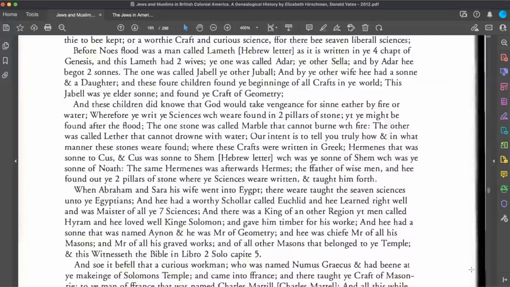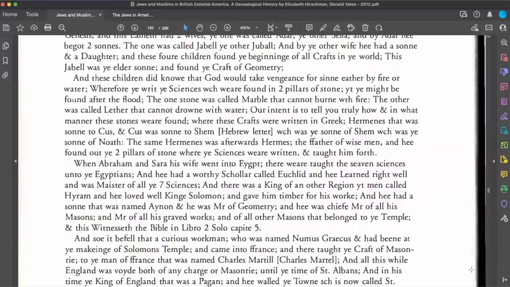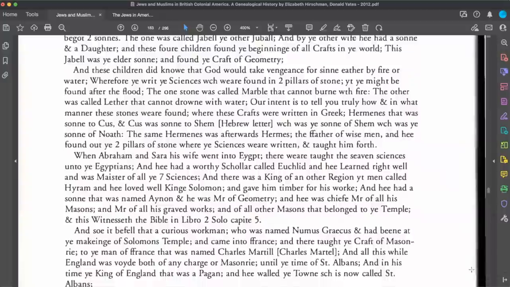And there was a king of another region, whom men called Hiram, and he loved King Solomon well and gave him timber for his work. And he had a son that was named Ainon, and he was master of geometry, and he was chief master of all his masons, master of all his graved works, and of all other masons that belonged to the temple. And this witnesses the Bible in the second book of Kings, chapter 5.